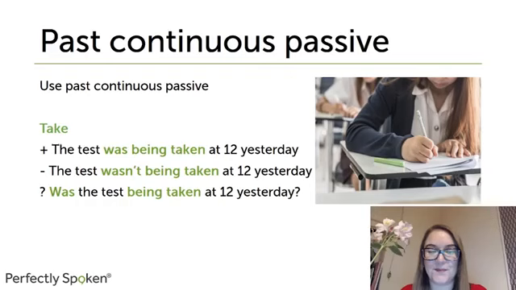Good. Hopefully you have got the same answers as me. Let's find out. Positive: the test was being taken at 12 yesterday. Negative: the test wasn't being taken at 12 yesterday. And question: was the test being taken at 12 yesterday? Well done if you correctly got those 3 sentences.